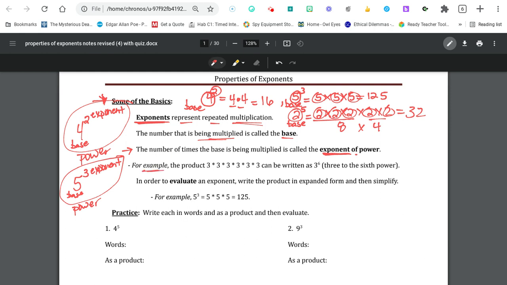All right, let's look at this example. It says the product, and I didn't have little times signs when I made this in Word, guys, so I used a little asterisk. So the product of 3 times 3 times 3 times 3 times 3 times 3 can be written as 3 to the 6th power, guys, because you have 1, 2, 3, 4, 5, 6 threes you're multiplying together. So it's 3 to the 6th power, where 3 is acting as your base, and 6 is acting as your exponent.